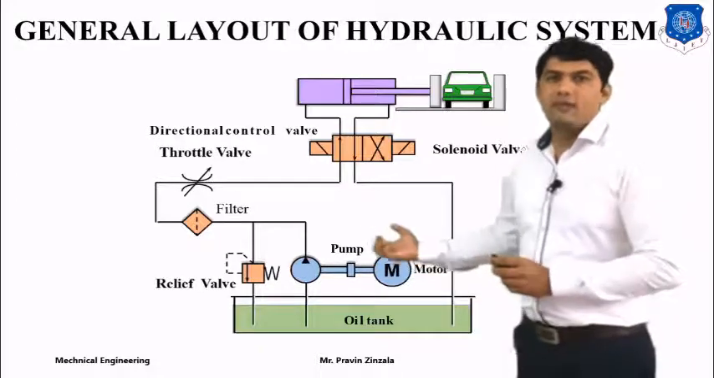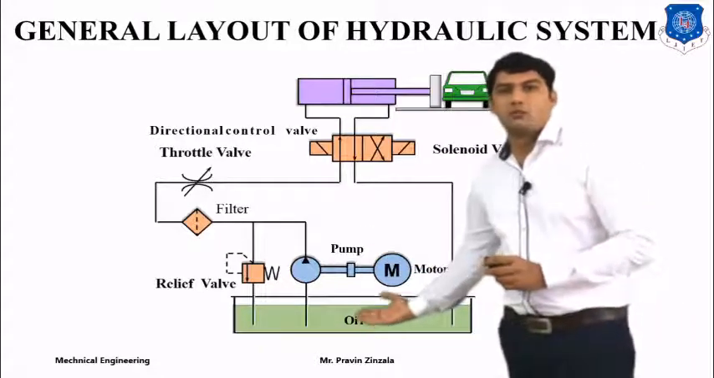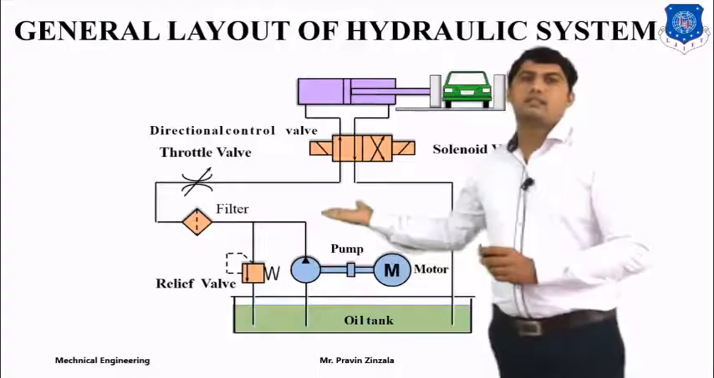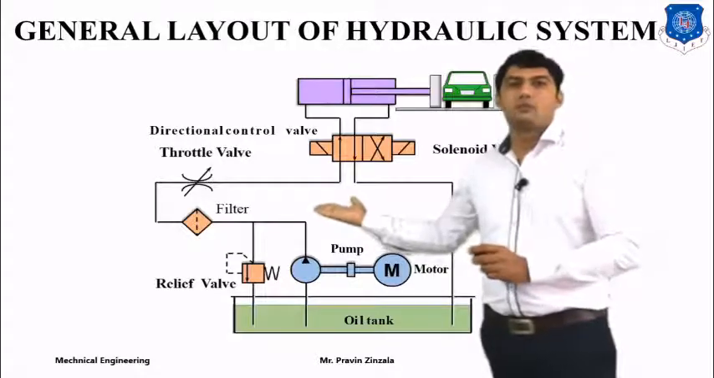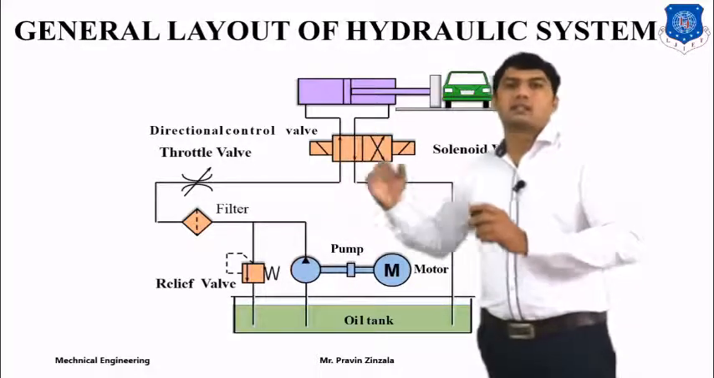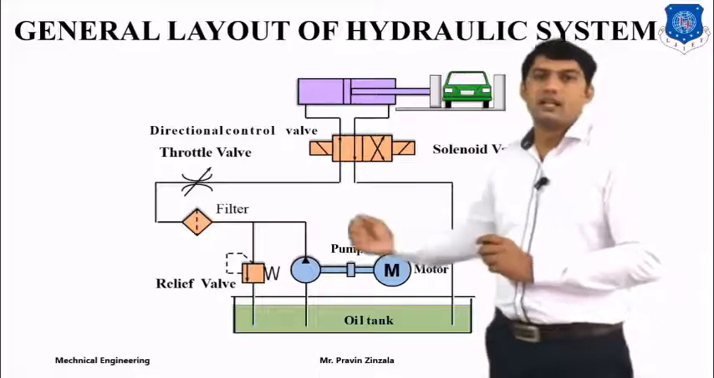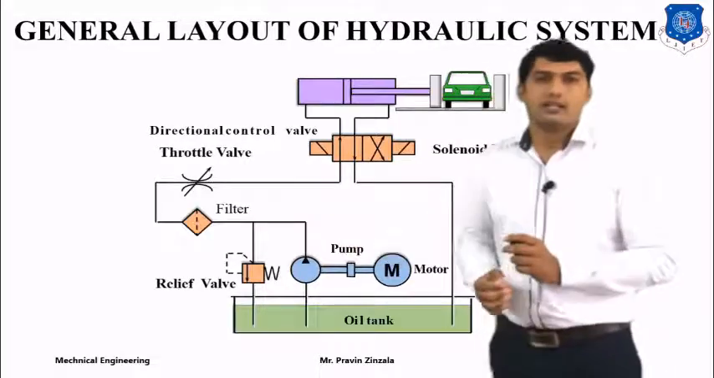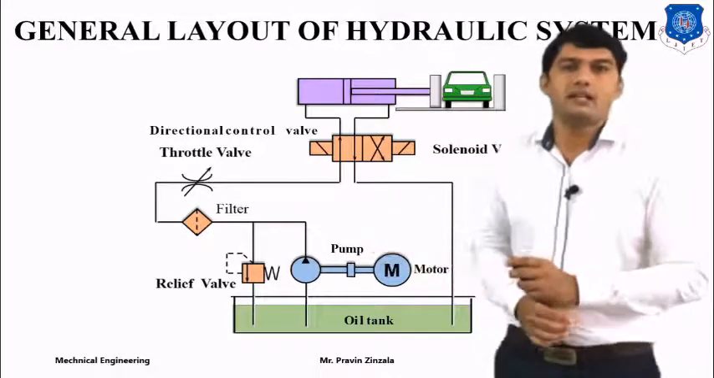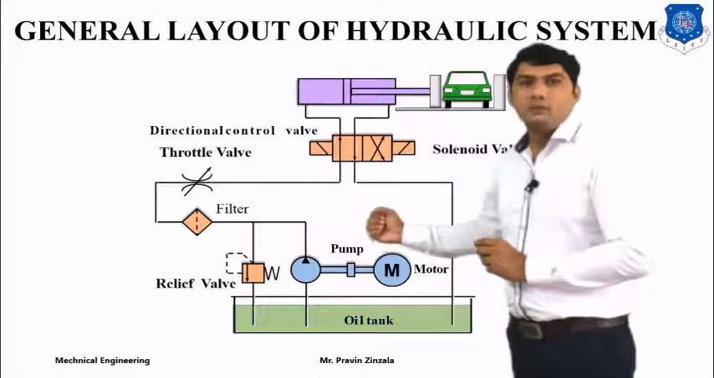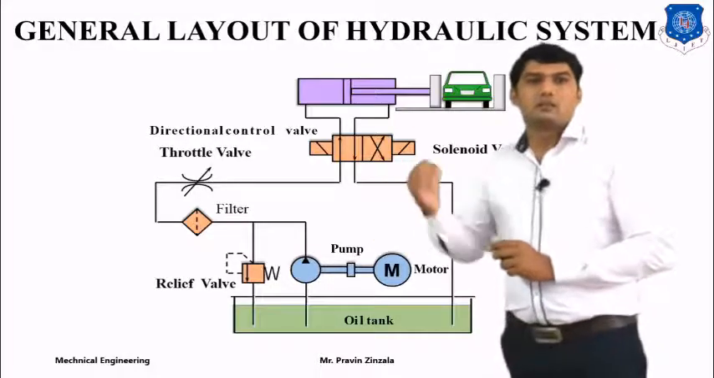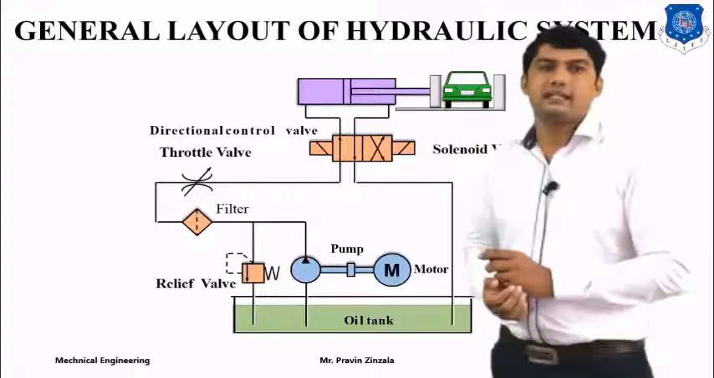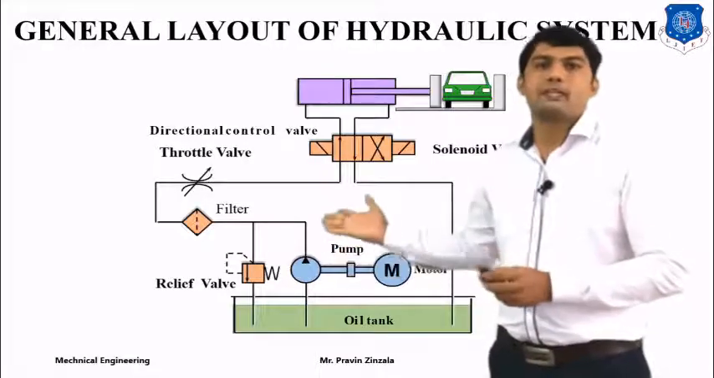The pump pumps the hydraulic fluid from the reservoir to the system components. Then the fluid goes to the different types of pressure control valve, like the pressure relief valve. Here the function of the pressure relief valve is to relieve the pressure whenever our pressure value increases, and it is also called the safety valve.